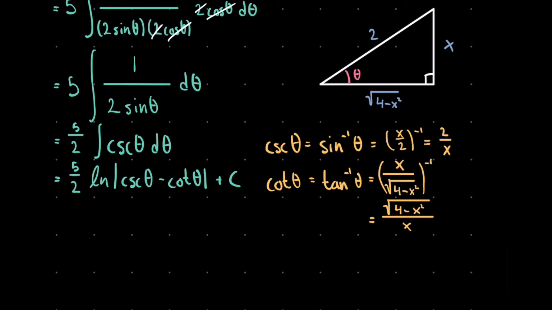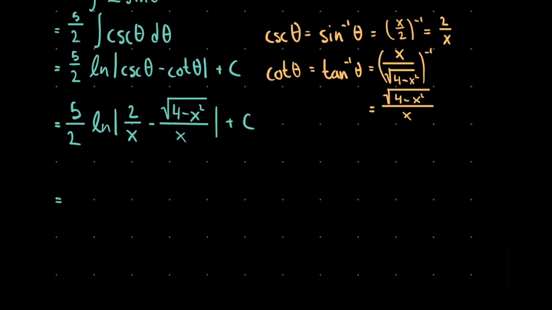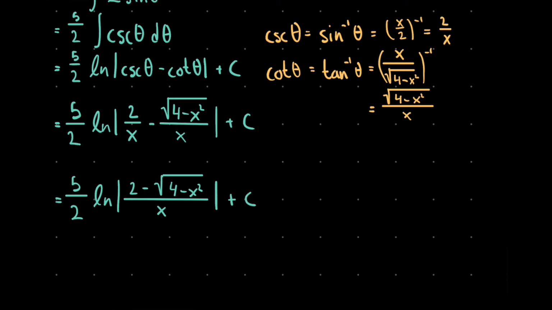And now we're going to make these two substitutions into our final equation. We write this is equal to 5 over 2 times ln of the absolute value of cosecant theta, which is just 2 over x, and then minus the square root of 4 minus x squared, and that's all over x, absolute value, plus c. And we could take that one step further by writing this is equal to 5 over 2 times ln of the absolute value of 2 minus the square root of 4 minus x squared all over x, because that's the common denominator, plus c, leaving us with our final answer.